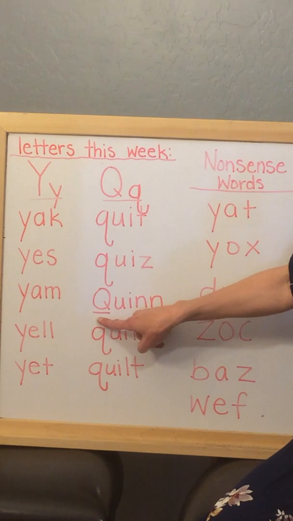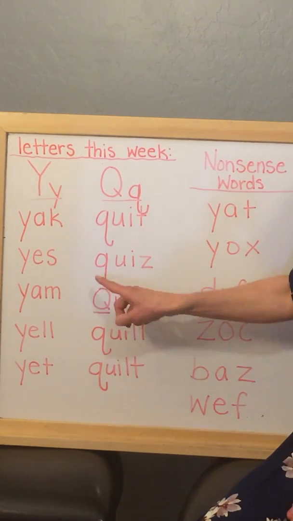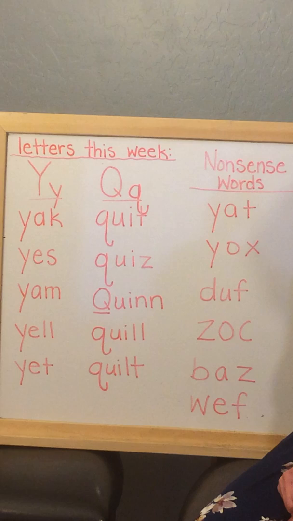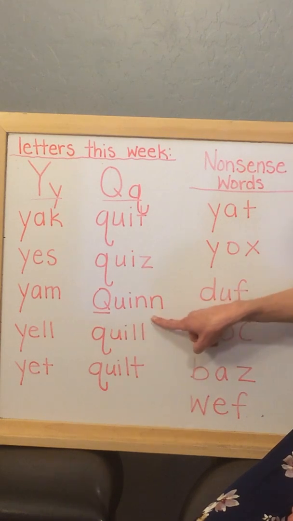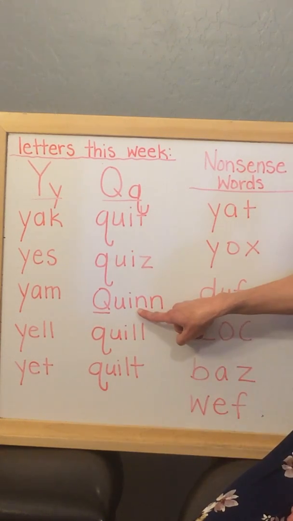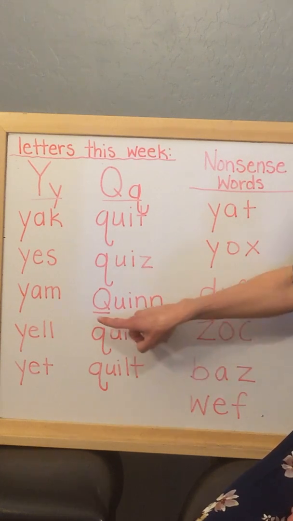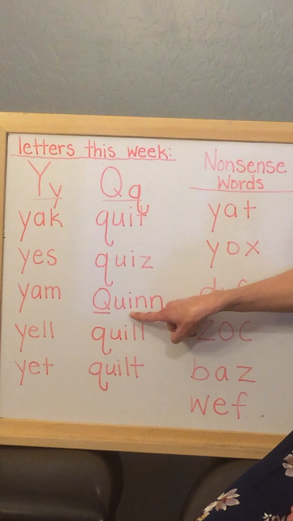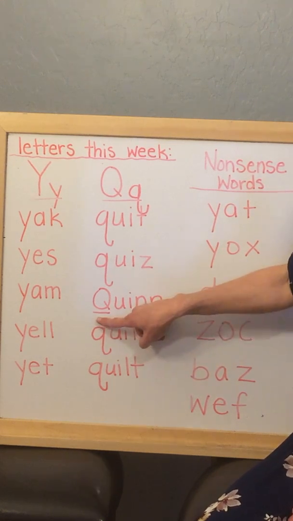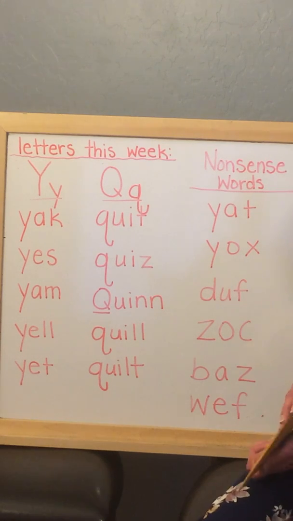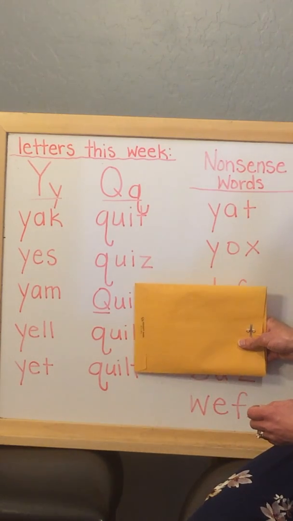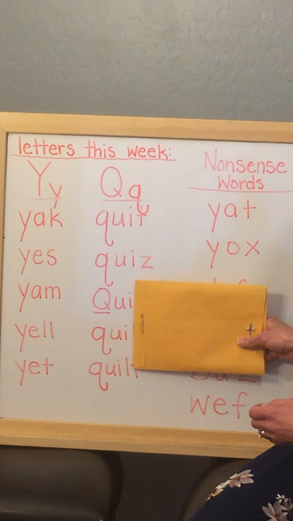Now, why do you think I underlined this capital Q? Or why did I even make it a capital? Do you know? I did that because Quinn is a name. And we only did one n sound, even though there are two n's here. We didn't say qu, n. We just said Quinn. So that is a name. So let's see if we can figure this one out.